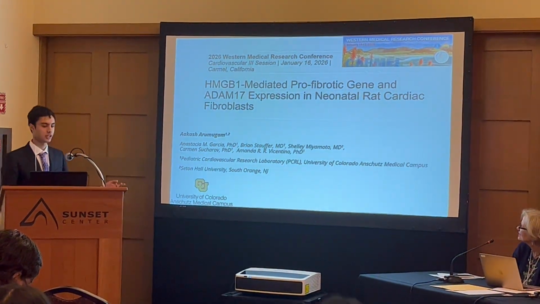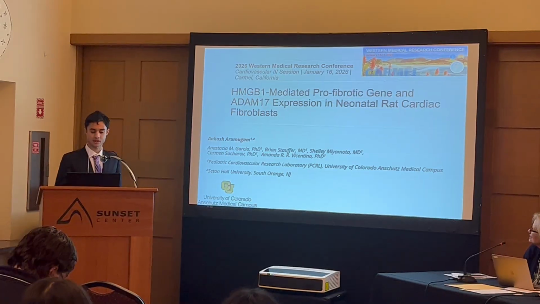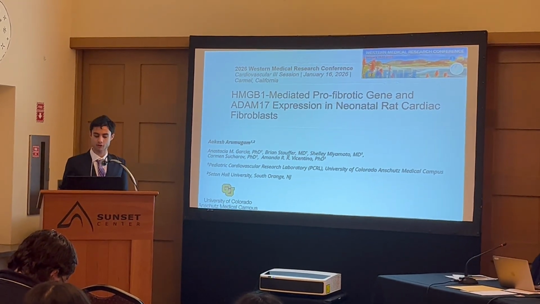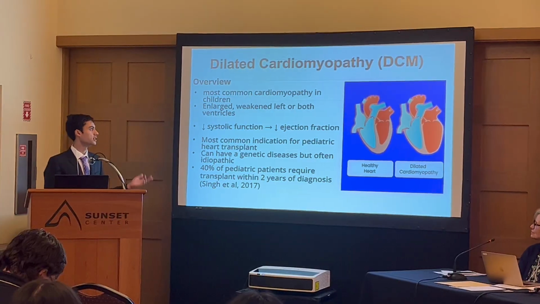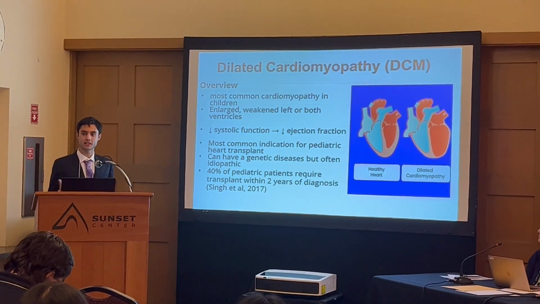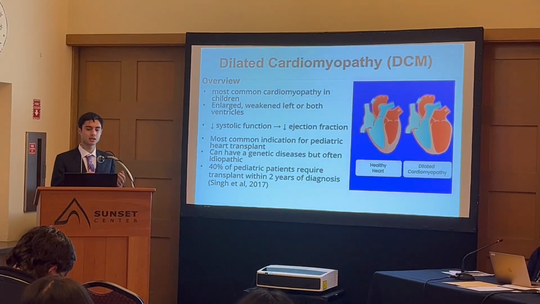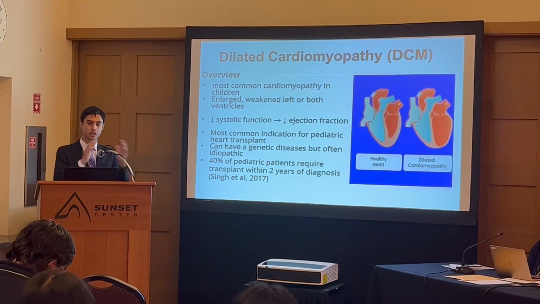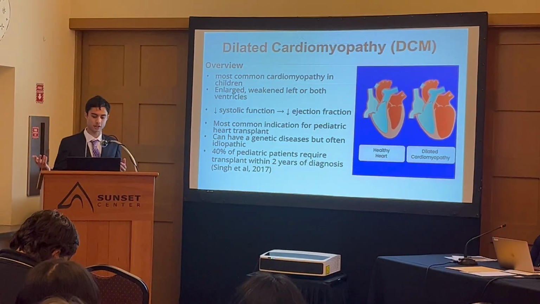And today I'll be presenting on HMGB1-mediated profibrotic gene and ADAM17 expression in neonatal rat cardiac fibroblasts. So first, I'll be going over the disease of interest, which is dilated cardiomyopathy, or DCM for short. DCM essentially involves the enlargement and subsequent weakening of the left or sometimes even both of the ventricles.